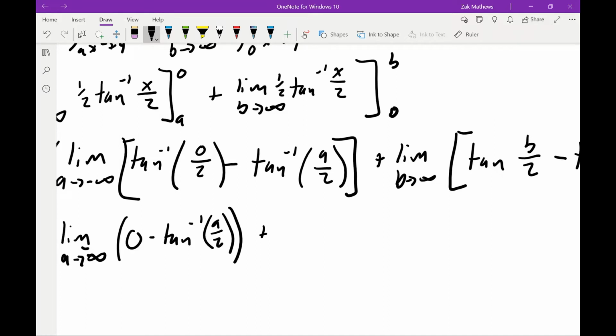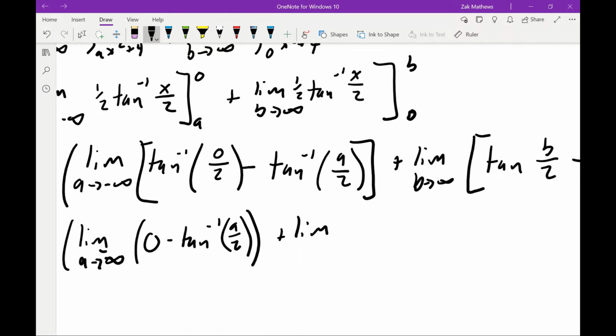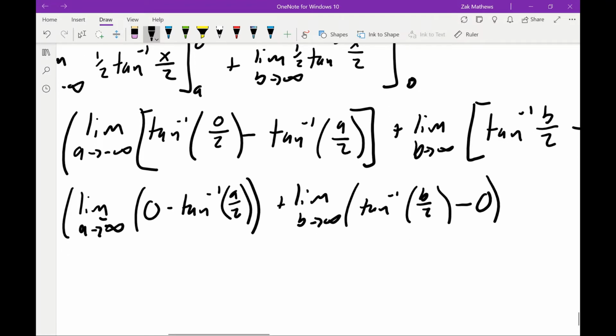And make sure I keep the parentheses. Yeah, that's right. And we'll have the limit as b goes to positive infinity of b inverse tangent of b over 2 minus, again, that has to just be a 0 there. So now we need to think about plugging in those infinities.